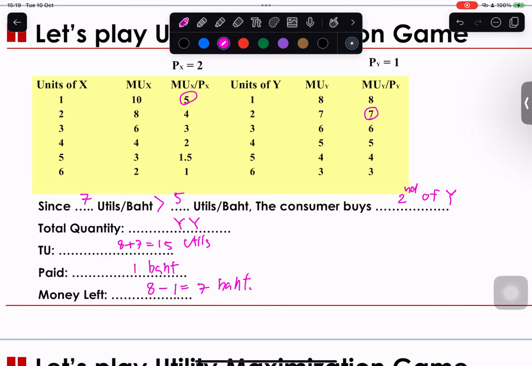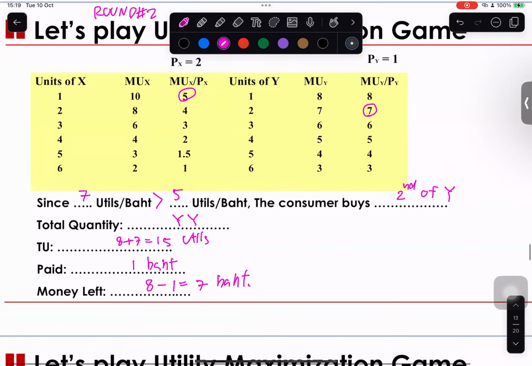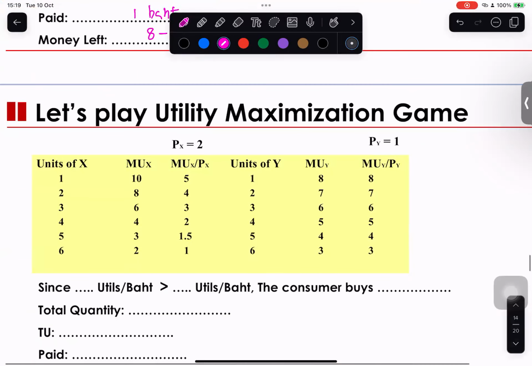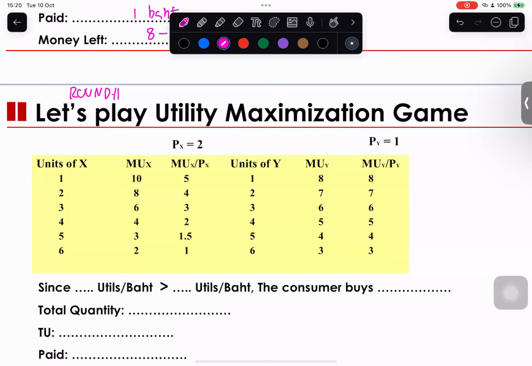This is round 2. Round 3, he would come to us, okay, I got 2 Y already. Should I continue to buy good Y, which is a third unit, or should he swap to buy good X? Let's see. Round 3. Still, marginal utility per baht spending on good Y is higher than marginal utility per baht spent on good X. He should buy good Y. Continue.